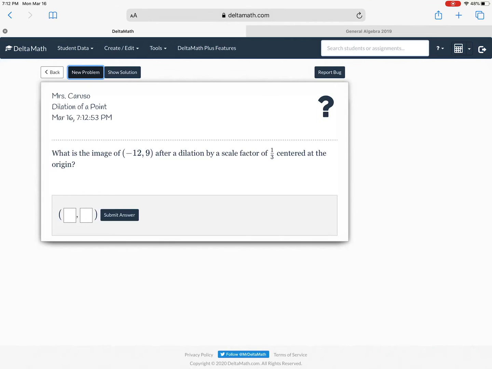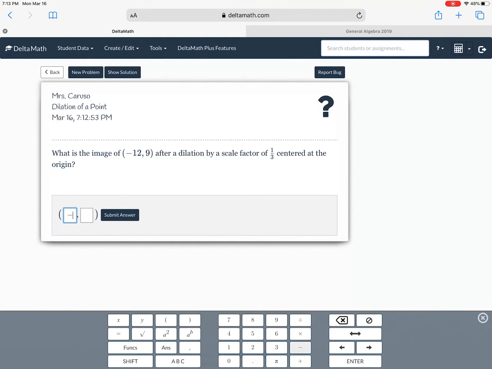All right, another 1/3, but we can do this one. So again, dividing, right, by 3. So negative 12 divided by 3 is going to give me negative 4. Please watch your signs. And then a 9 divided by 3 is going to be 3. And check.